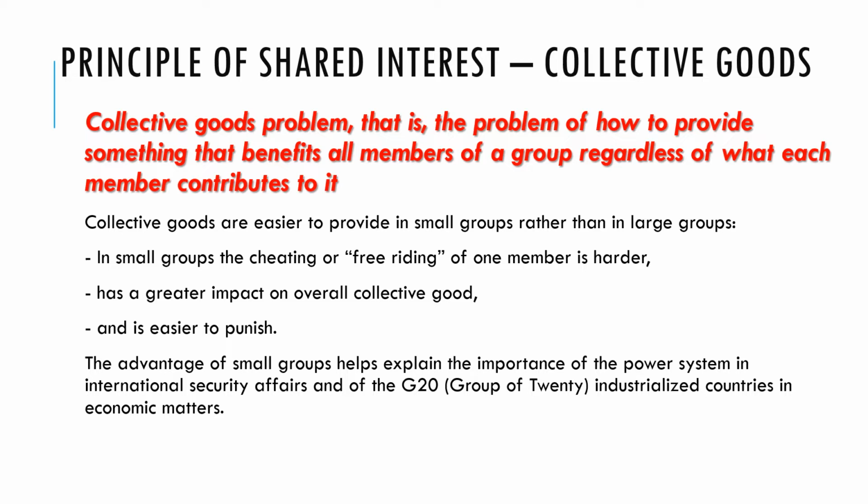Basically, the collective goods would mean that the actors of international relations, such as states, non-state actors, and intergovernmental organizations, would try to provide something that benefits all the members of a group, regardless of what each member contributes to it. So collective goods would be easier to provide in small groups rather than in large groups, because in small groups the phenomenon of cheating is way harder.